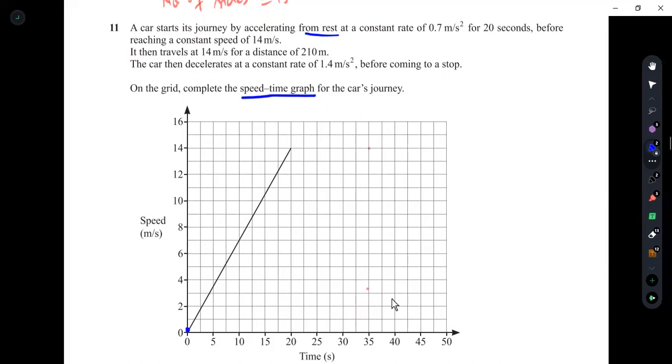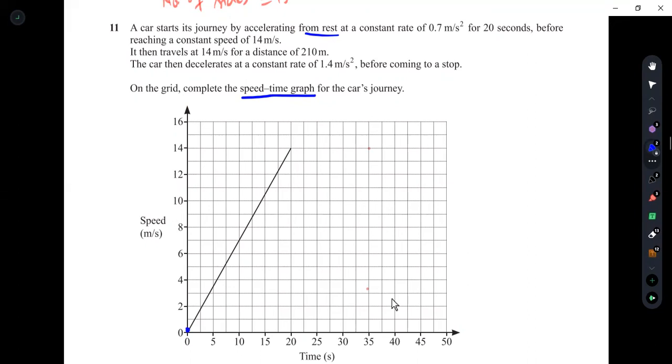Then what happens? We have to continue from here. It then travels at 14 meters per second for a distance of 210 meters. So from this point onward, after 20 seconds, what happens? It continues, but not with the speed it had at that point, but with the speed of 14 meters per second, constant speed, no change in speed. So it should go with the same speed for some time.